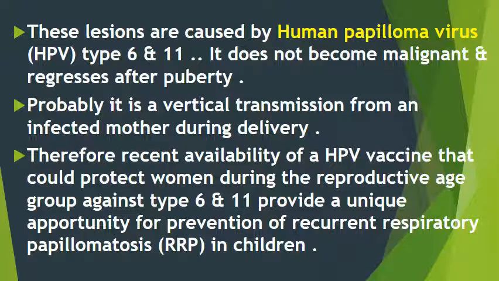Sometimes this type of papillomatosis is probably due to vertical transmission. That means the patient got the virus from his mother during delivery, especially if it's a normal vaginal delivery. Therefore, the recent availability of the human papilloma vaccine is very important to protect women during reproductive age against certain types of human papillomavirus, types 6 and 11, in order to prevent development of this papillomatosis in children.